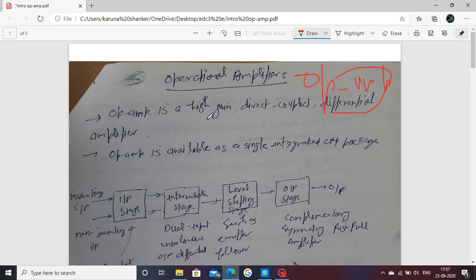The op-amp is a high gain direct coupled differential amplifier. What is an op-amp? An op-amp is a high gain direct coupled differential amplifier. Op-amp is available as a single integrated circuit package. Another definition is that an op-amp is available in the form of an IC which performs different mathematical operations such as adder, subtractor, integrator and differentiator. By this op-amp IC we perform different mathematical operations. That is your op-amp, operational amplifier.